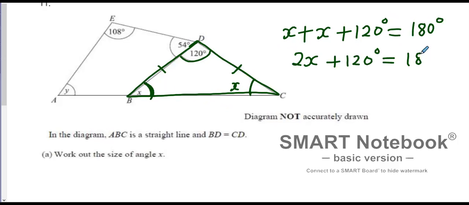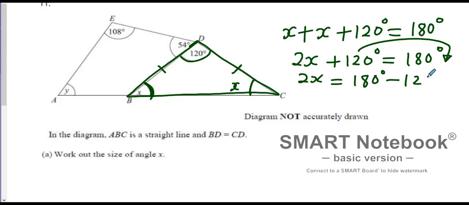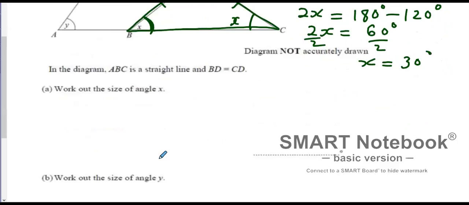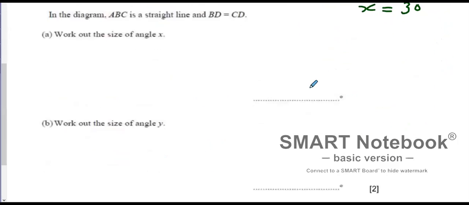That will be equal to 180 degrees. So 2X will be equal to 180 minus 120, which makes 60. Over 2, X will be equal to 30 degrees. So, work out the size of the angle marked X: the value of X is 30 degrees.